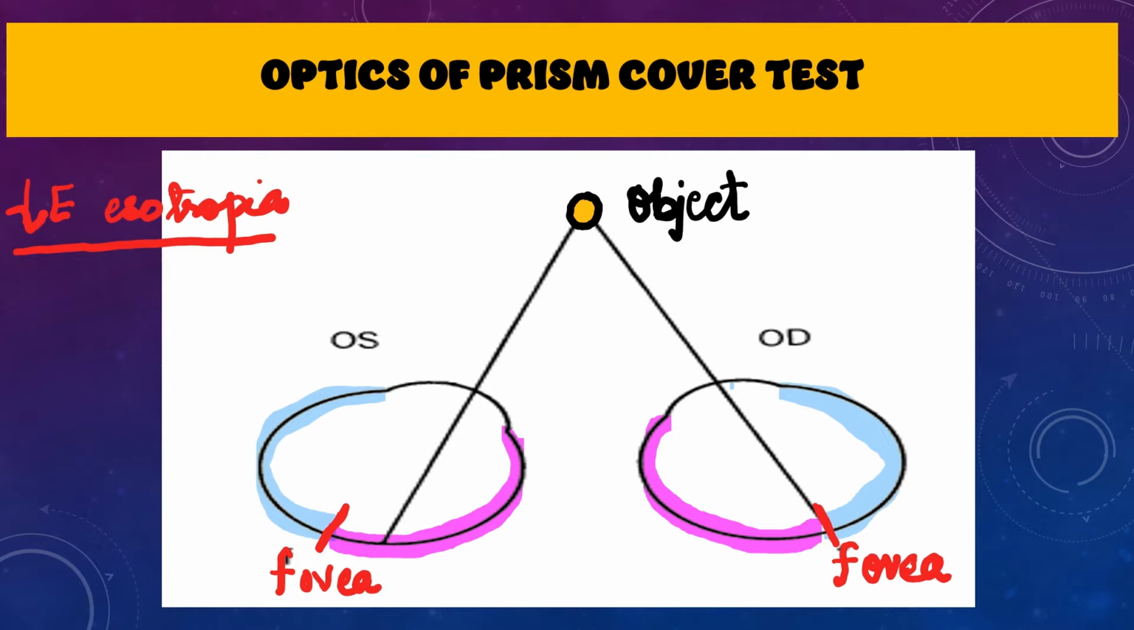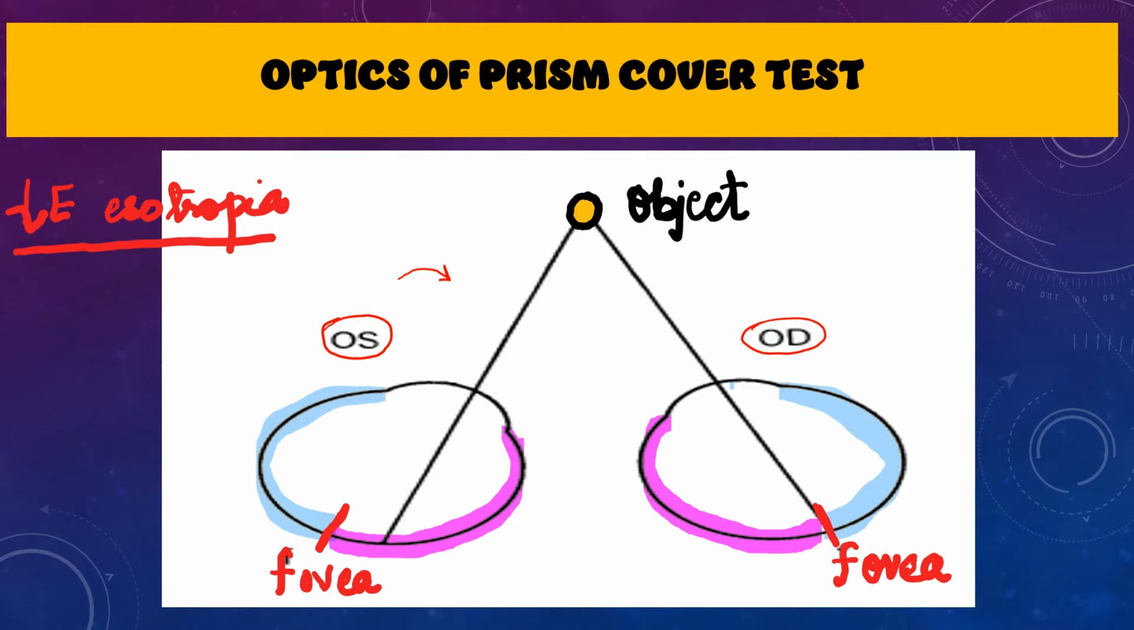Now over here, let us imagine that you are looking at an object which is yellow in color. This is your right eye, represented as OD, and then you have your left eye, represented as OS. As we know, the fovea is slightly temporal, so the part of the retina nasal to the fovea is represented in pink, and the part of the retina temporal to the fovea is represented in blue. Now what if the left eye was actually having esodeviation or esotropia, or an inward deviation?